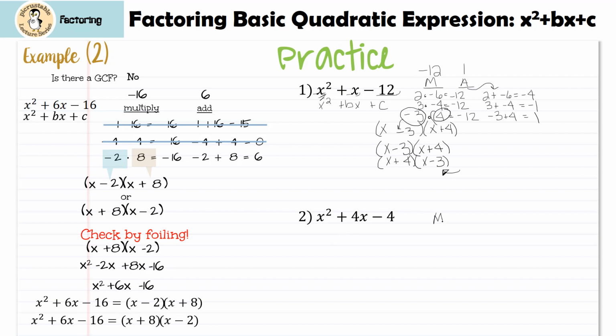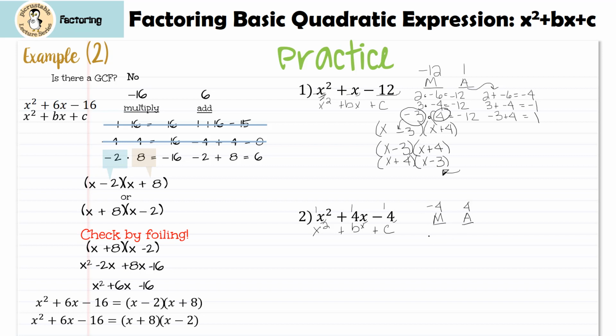We need to figure out what we have to multiply and add to factor. So let me write this under here, x squared plus bx plus c. Oh, you caught me. Is there a greatest common factor in this one? No, because we have a 1, a 4, and a negative 4, and an x squared, and an x, and no x. So we don't have a greatest common factor. I always forget to do that. We need to multiply to negative 4 and also add to positive 4.